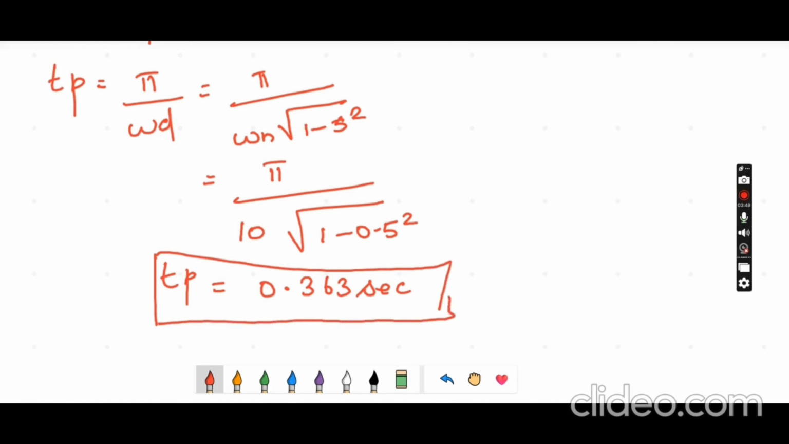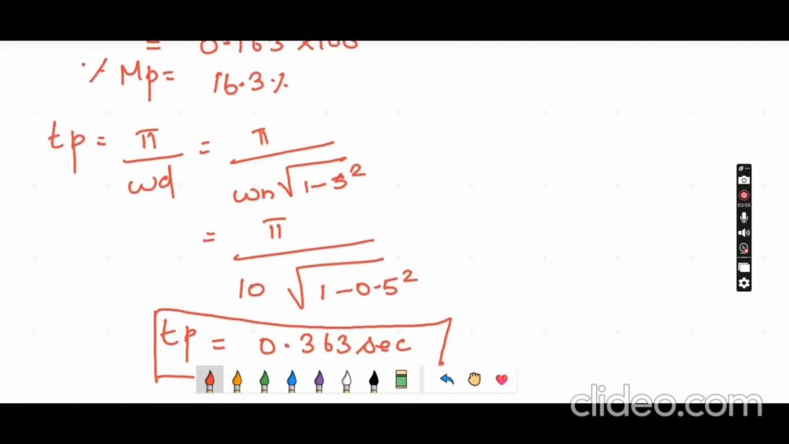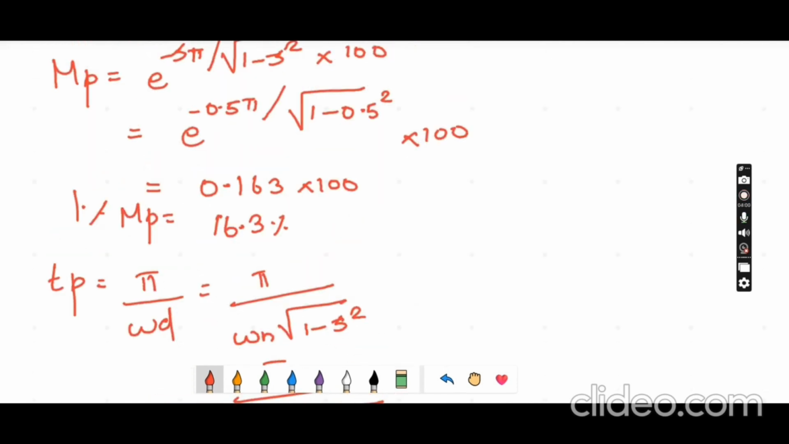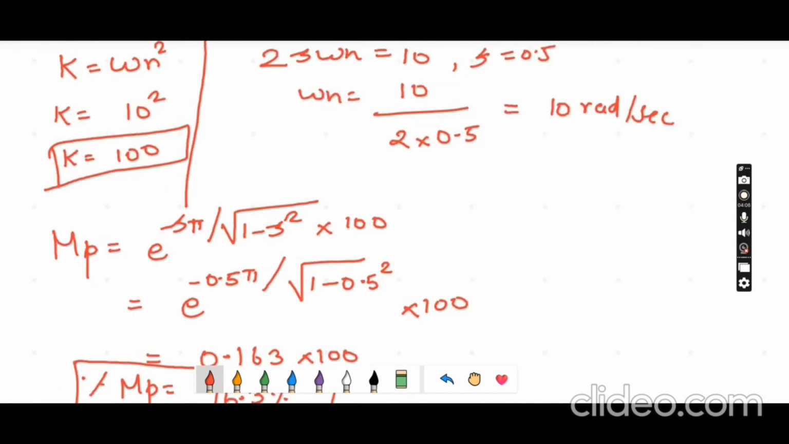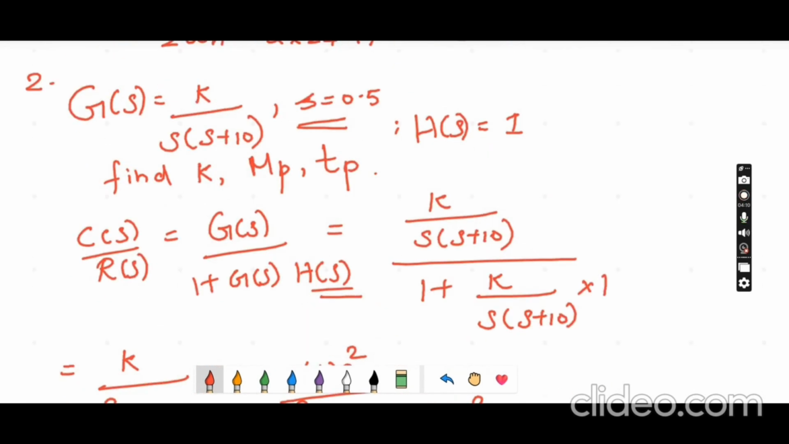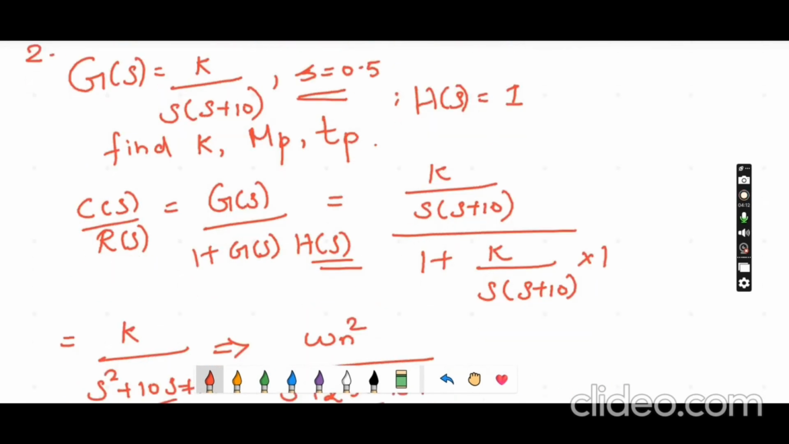So what was asked? MP is 16.3 percent and K is 100. For this given transfer function and zeta value, we have obtained the other parameters required.